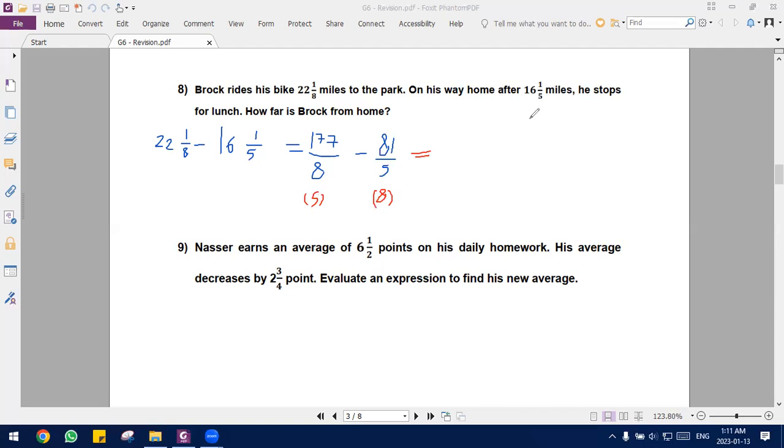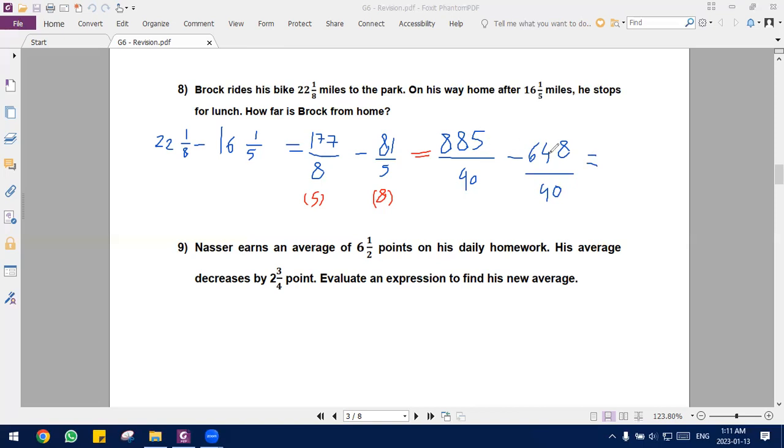7 times 5 is 35, 5, we carry 3. Then again, 5 times 7 is 35, and the 3, 38. 8, we carry 3. 5 times 1 is 5, and the 3, 8. 885 over 8 times 5, 40. Then minus 8 times 81: 8 times 1 is 8. Then 8 times 8, 64. Over 40.